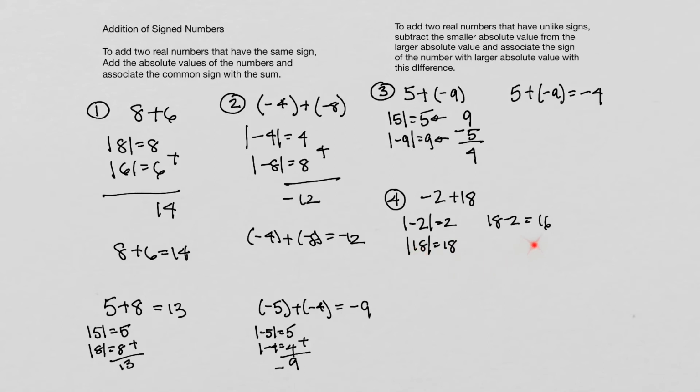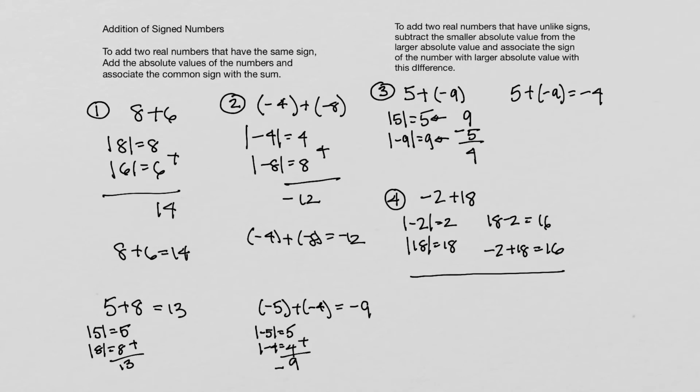So we're going to put a positive sign with that 16. So since it's positive, we don't have to write any sign. And we're just going to conclude then and state that 18 minus 2 is 16. And if we rewrite it as the original problem is, we will conclude that negative 2 plus 18 is positive 16. So how about if you try these two here?